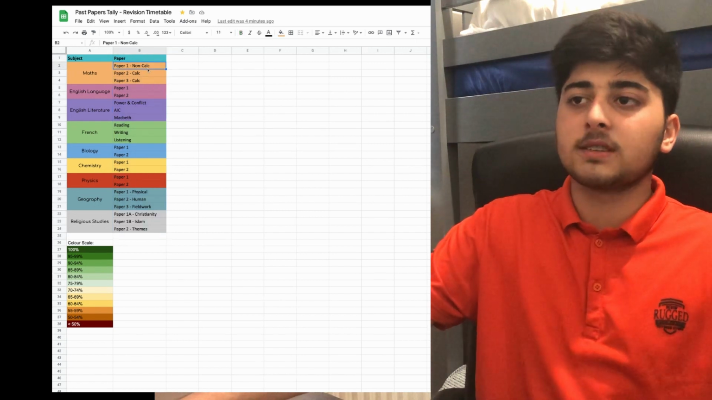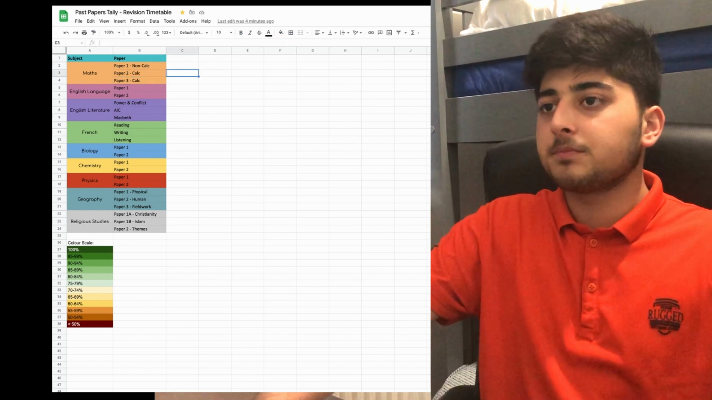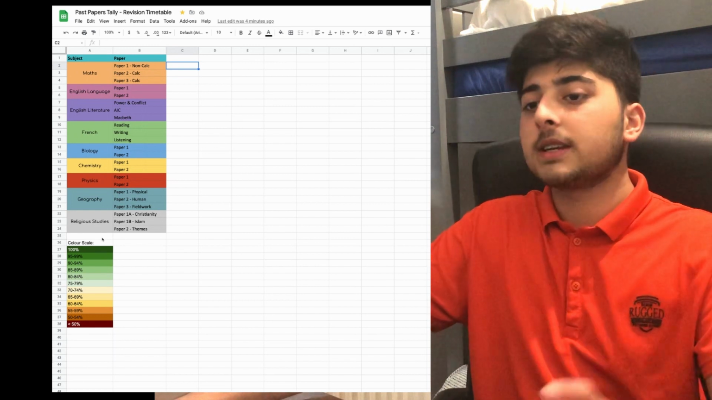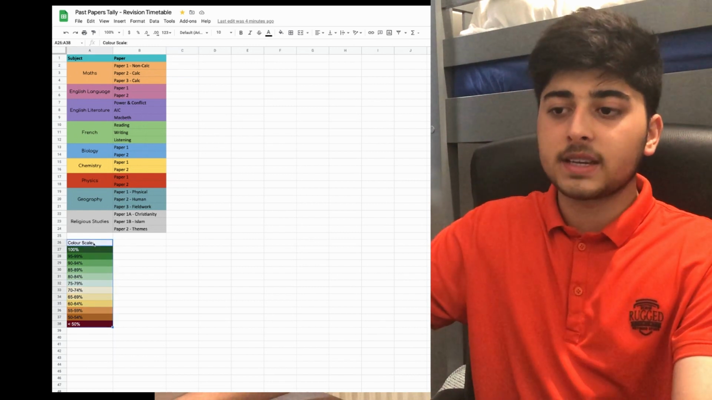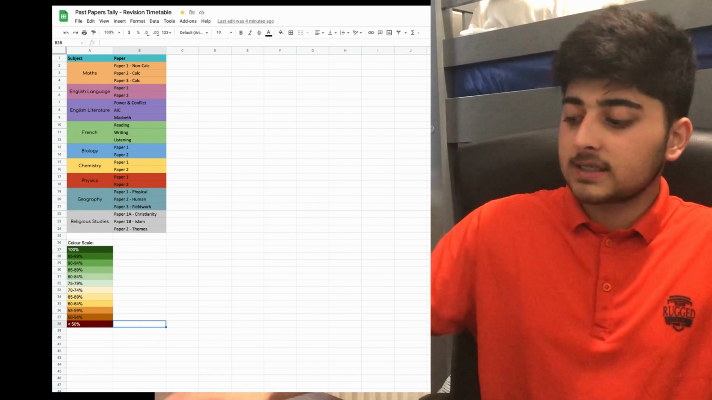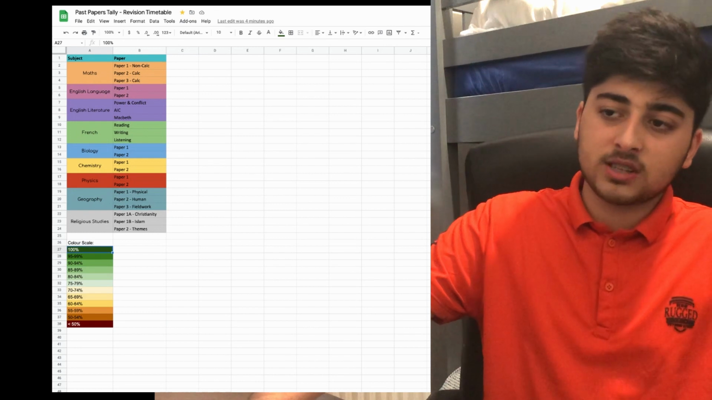So for example, math, I've got my non-calculator, and I've got calculator papers as well. I don't have my DT one here for some reason, I need to add that in. But the point is, I've got a colour scale at the bottom over here, and when I'm finished with a past paper, I see exactly where it would fall on the colour scale, and you can see I've been quite strict with it.